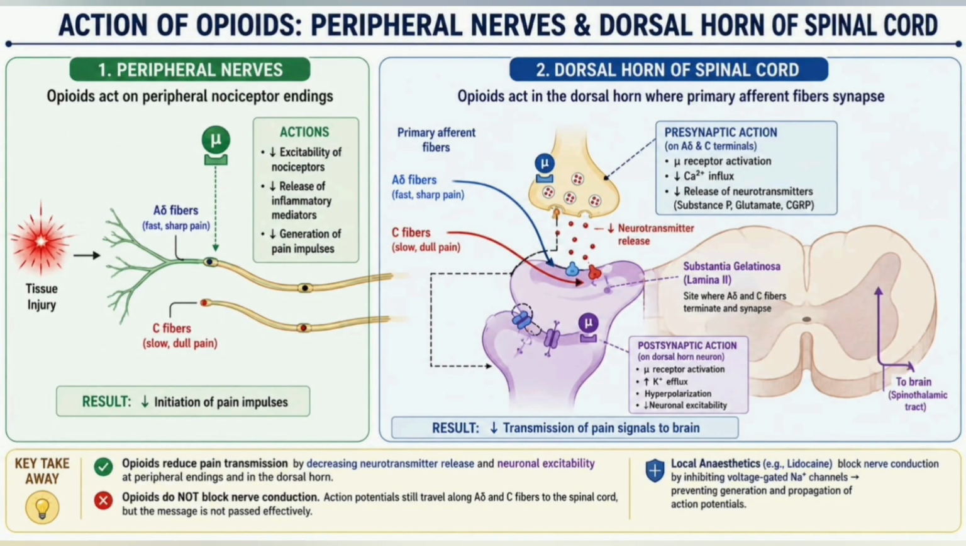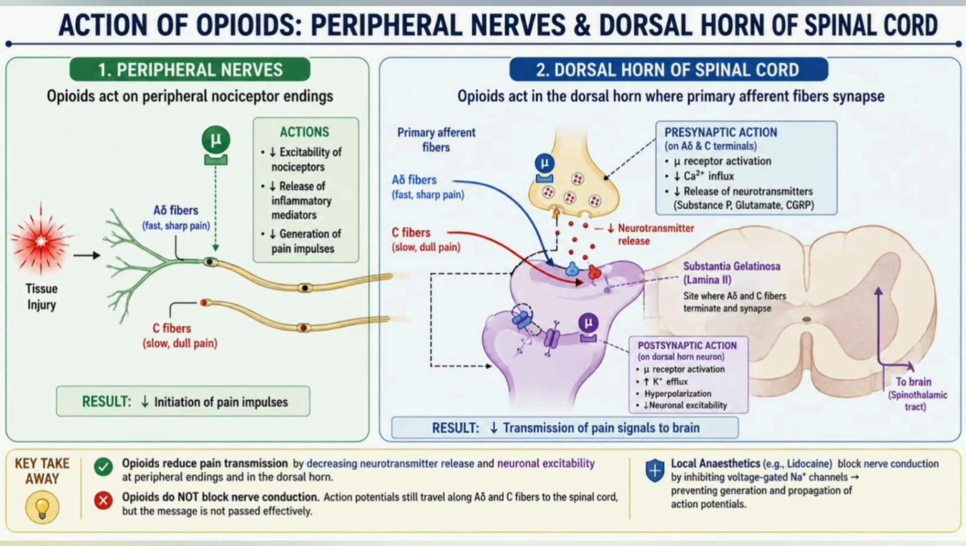Now we will discuss the action of endogenous opioids and opioids on the peripheral nerves and the dorsal horn of the spinal cord. So opioids act on the peripheral nociceptor endings. The actions include decreased excitability of nociceptors, decreased release of inflammatory mediators, and less generation of pain impulses. As we all know, the pain impulses travel through the A delta fibers, which are the fast myelinated fibers, while the type C fibers are the slow and unmyelinated fibers.